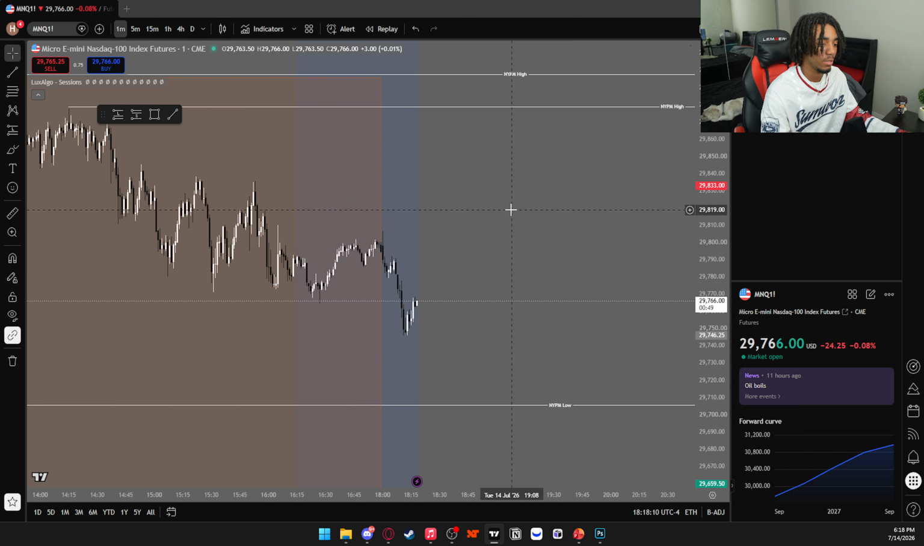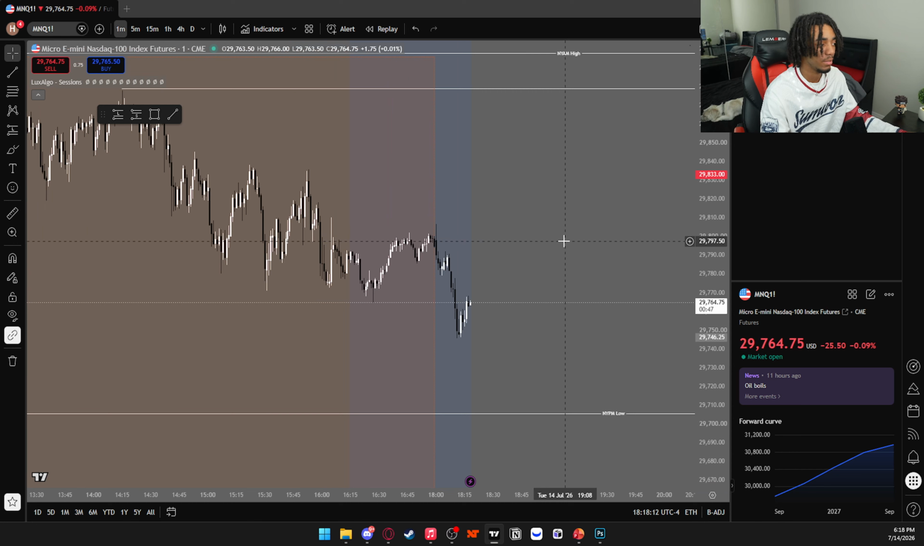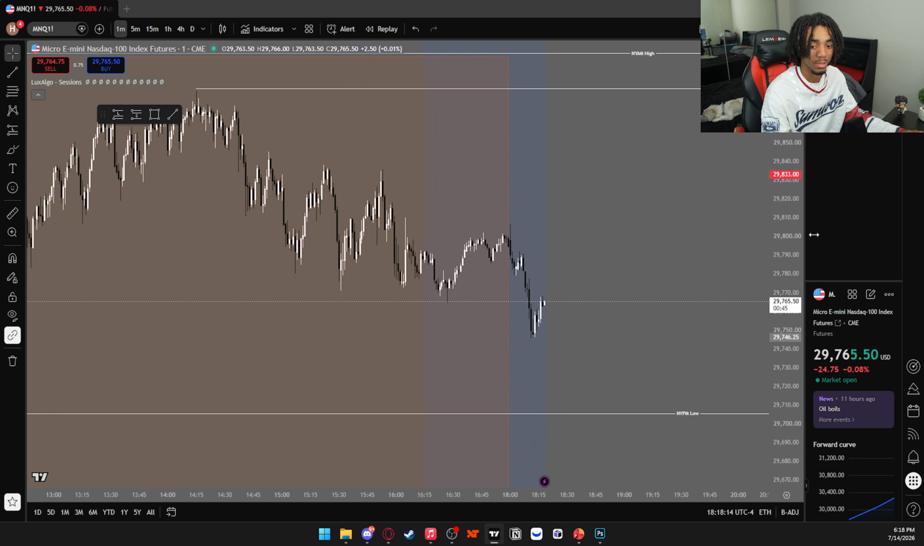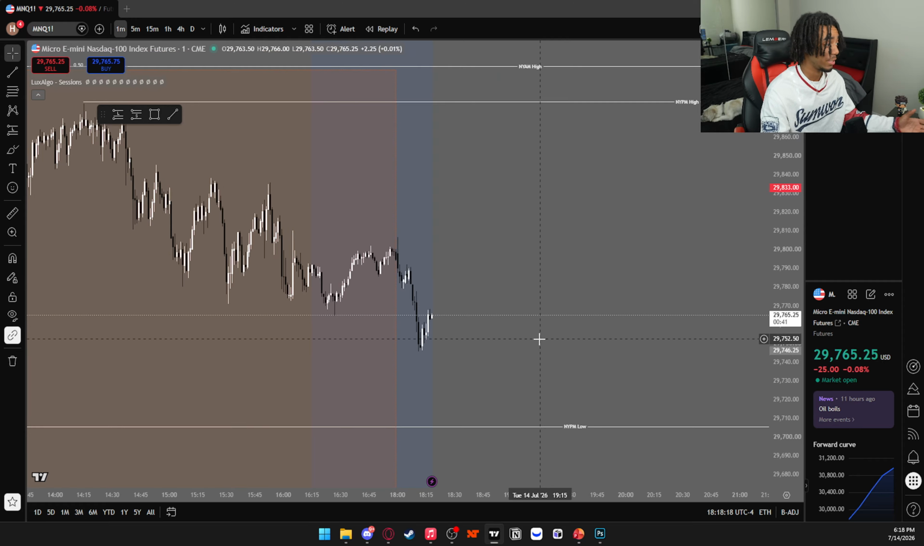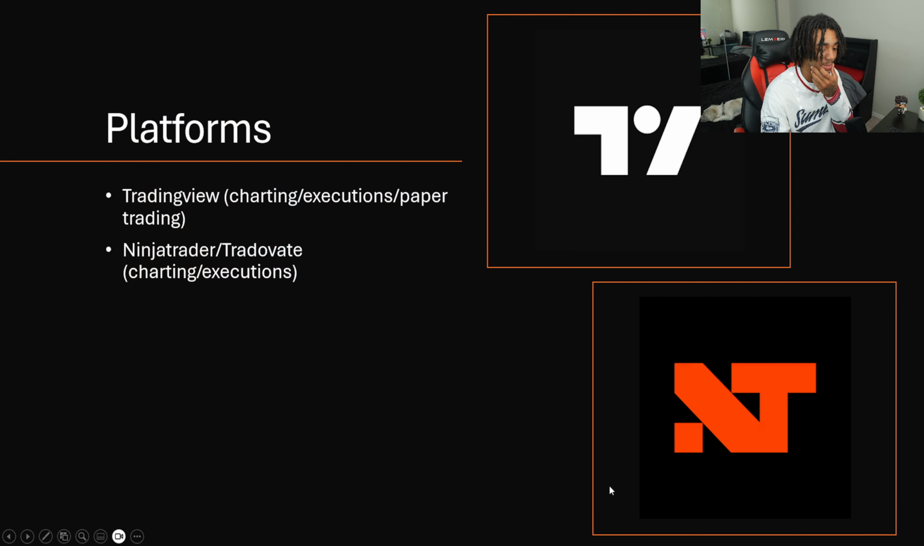All right, so now that you have just the basic understanding, you see what TradingView looks like open in the desktop app, and you know green is going up and red is going down. Let's get back to the slides.